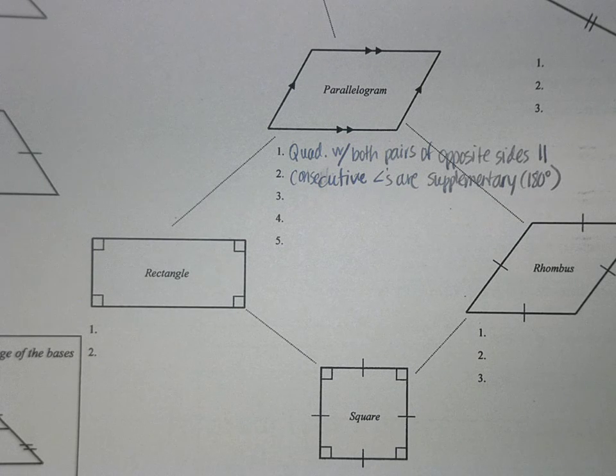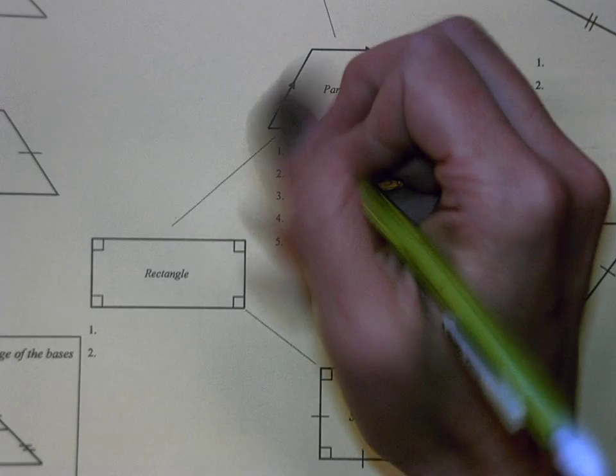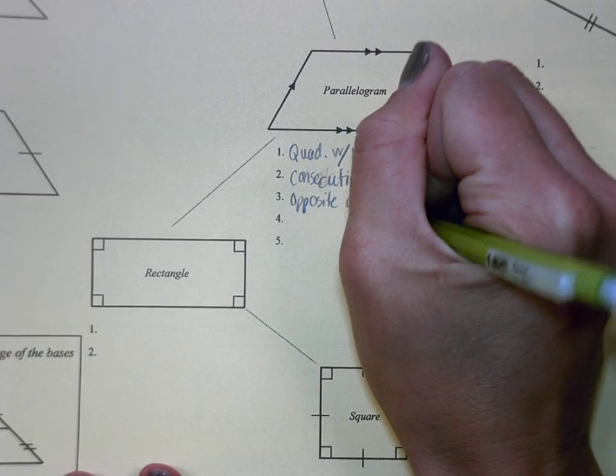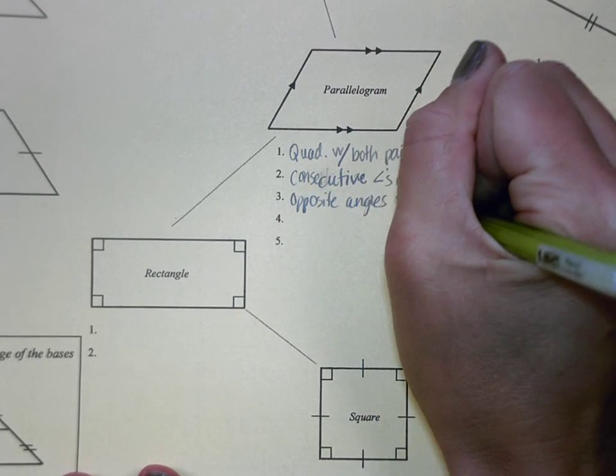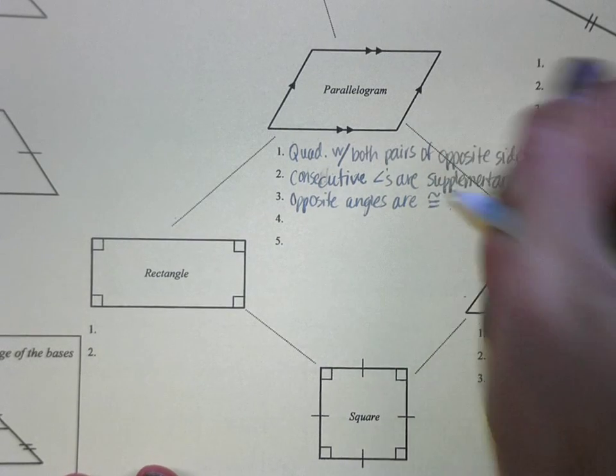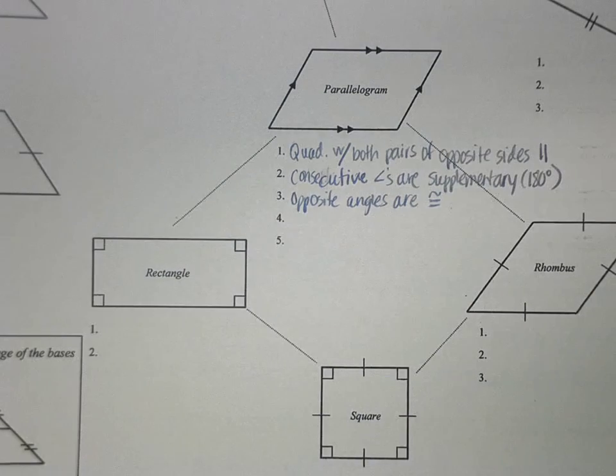Okay, I think that what you're saying is that opposite angles are congruent. And do we understand that that means congruent when you have the equal sign with the little squiggly on top? Okay. What else?